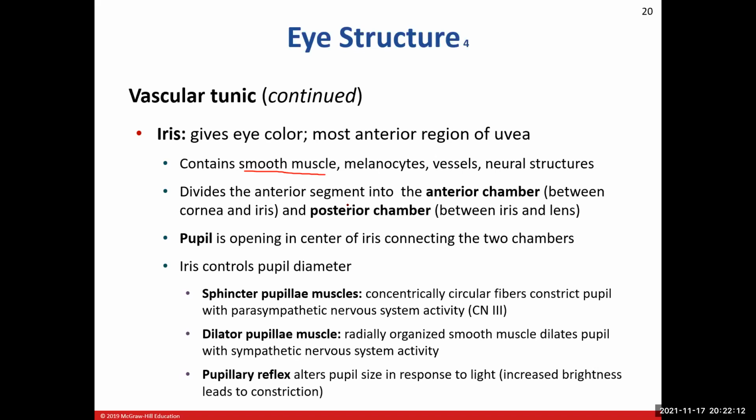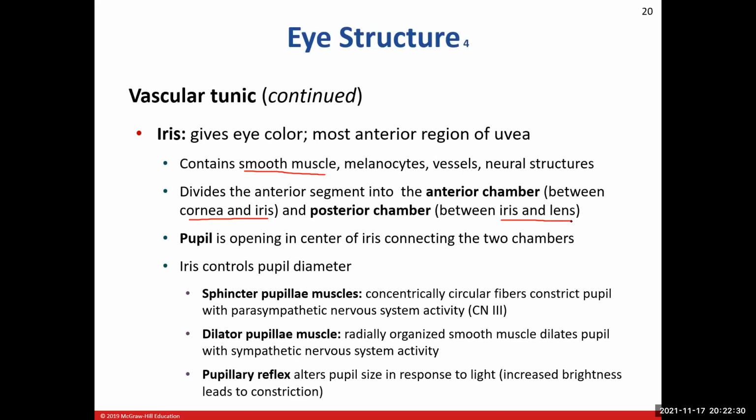Your eye is made up of two cavities, the posterior cavity and the anterior cavity. Our anterior cavity is subdivided into the anterior chamber, and that's going to be found in between the cornea and the iris. And then the posterior chamber will be found between the lens and the iris.